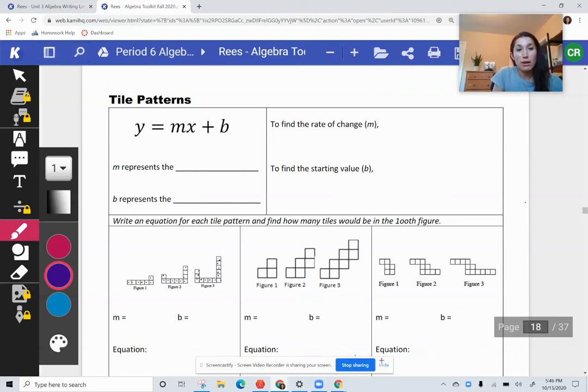Okay, in this video, we are going to be going over the toolkit. We are on page 18. This is the start to Unit 3. So we have our tile patterns here that we're going to be looking at, and we are looking at y equals mx plus b. That should look familiar. That's the slope-intercept form for the graph of a linear function. Now, we're going to be looking at it in terms of a tile pattern in y equals mx plus b. So instead of m representing what we call the slope, m is going to represent our rate of change.